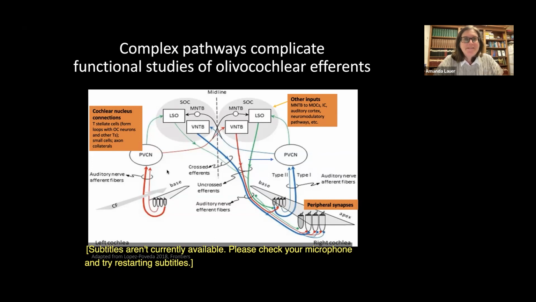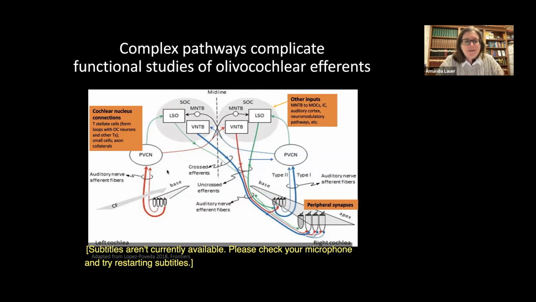All right, so why is it complicated to really definitively say this is what the olivocochlear system does? Well, we're not just dealing with that peripheral synapse that I just explained in kind of a simple manner. The system is actually pretty complicated once you work in all of the central pathways. And there are a lot of areas where there could be plasticity in these pathways or dysfunction.